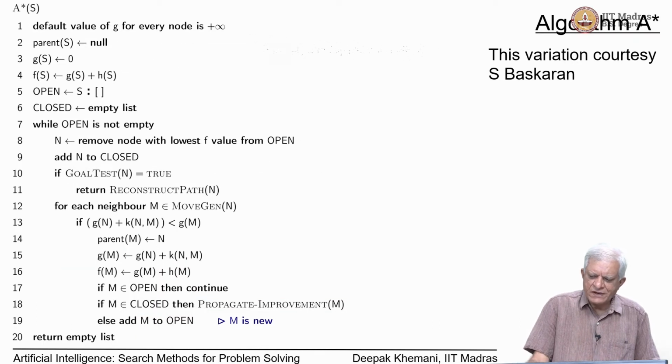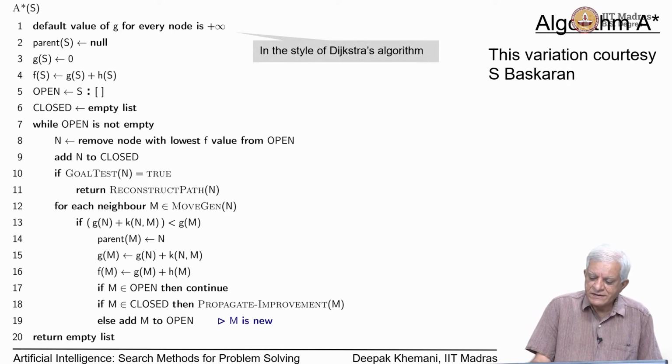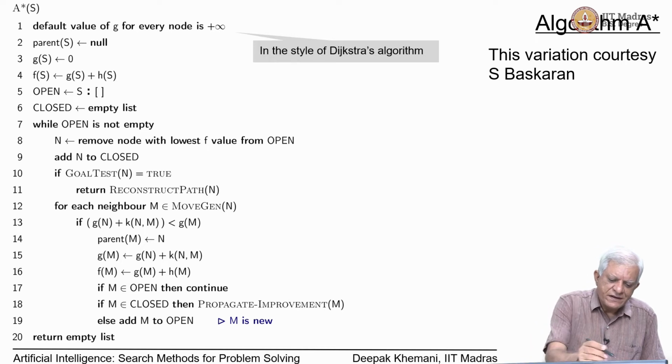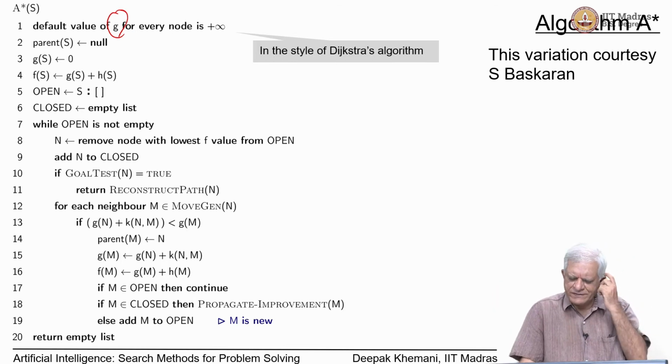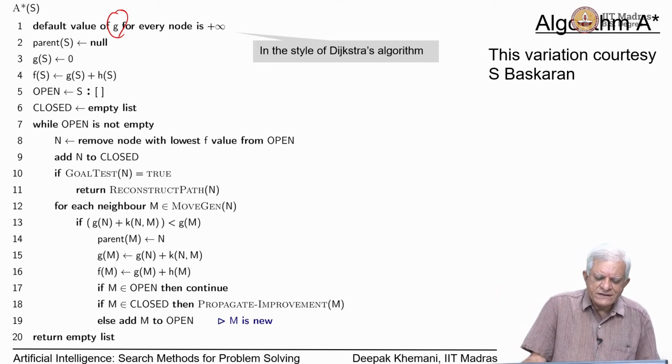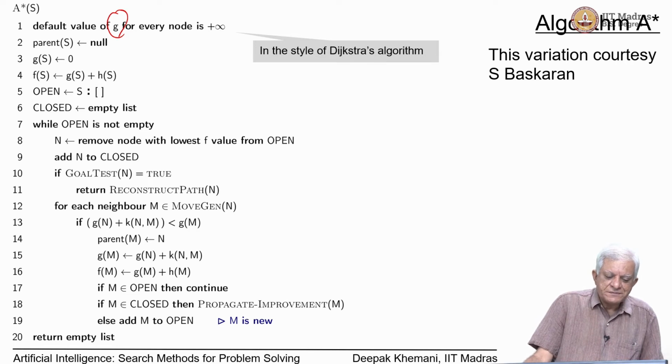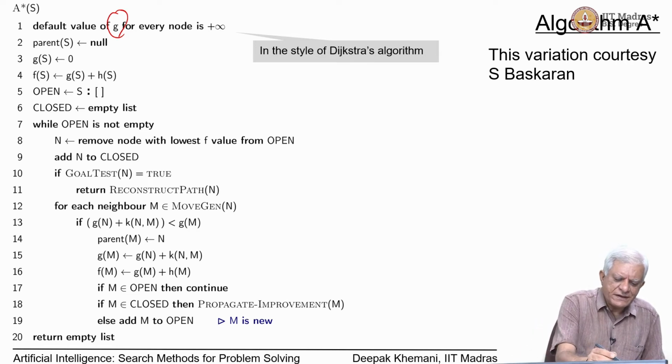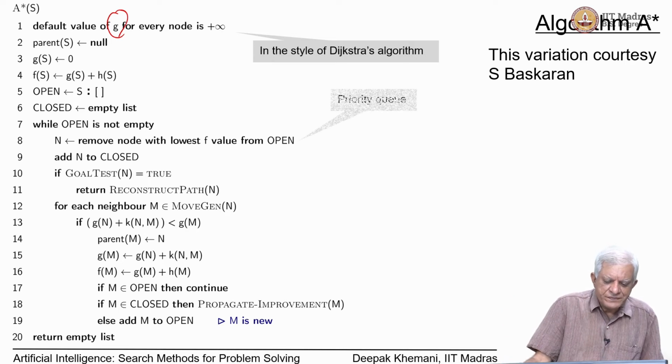This is the full algorithm. Courtesy, this version is from Bhaskaran, who is helping with this course, and he has followed the style of Dijkstra's algorithm by saying that initially every node has a value of plus infinity, which is what Dijkstra's algorithm did. So, whenever you generate a node, you say that it has a g value which is infinity, and then of course you revise it. Like Dijkstra's algorithm, it maintains a priority queue, as we had said.